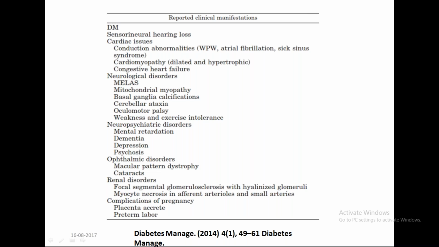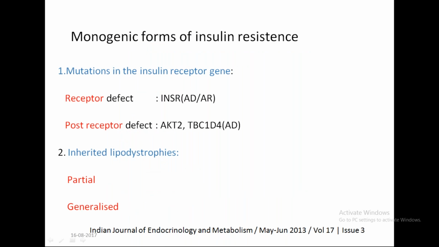Ophthalmic manifestations are macular pattern dystrophy and cataracts. Renal findings are focal segmental glomerulosclerosis, hyalinized glomeruli, and myocyte necrosis in afferent arterioles and small arteries. Complications of pregnancy are placenta accreta and preterm labor.